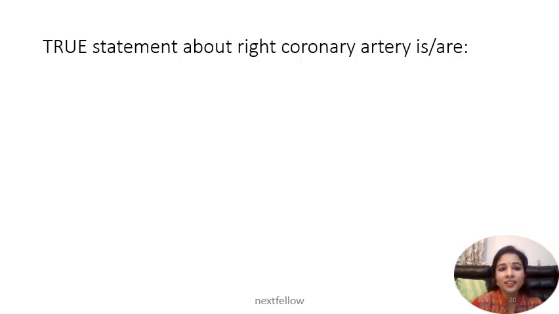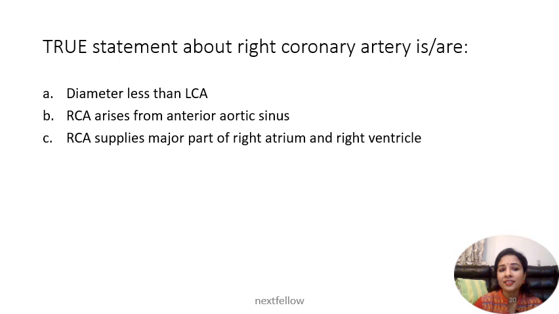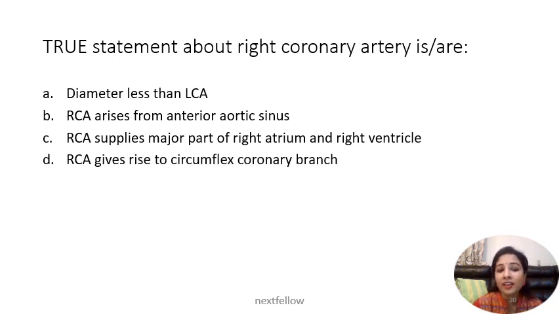So the next question: which of the following are true statements with regard to the right coronary artery? It has a lesser diameter than the left coronary artery. The right coronary artery arises from the anterior aortic sinus. The right coronary artery supplies a major part of the right atrium and right ventricle. The right coronary artery gives rise to the circumflex coronary branch, and the right coronary artery supplies the right bundle branch. So which one among these is true? We shall just have an idea.